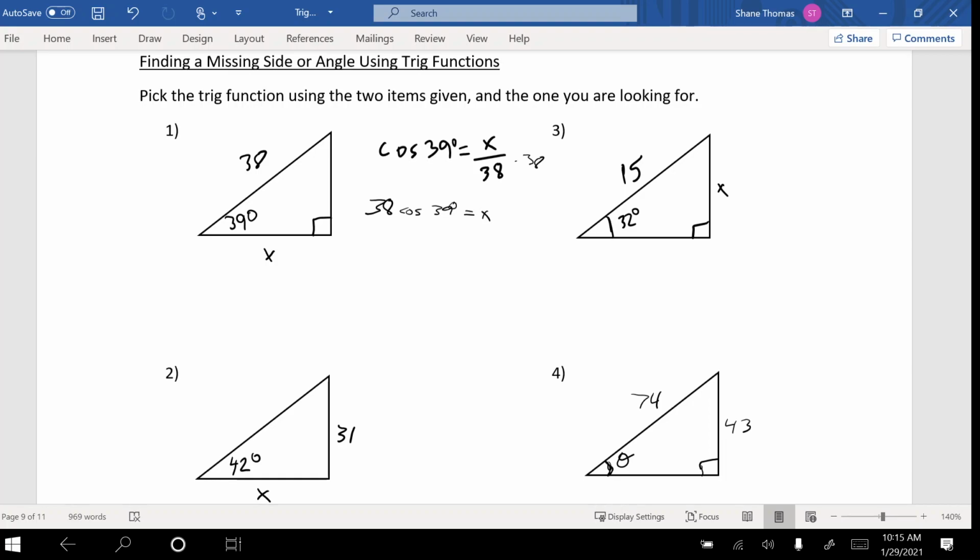What'd you get? 29 and a half, roughly? Yep, I agree. 29.5 equals x. So I was able to find that adjacent side with a length of 29.5 based off the angle that was given and the hypotenuse. Kind of cool, isn't it?